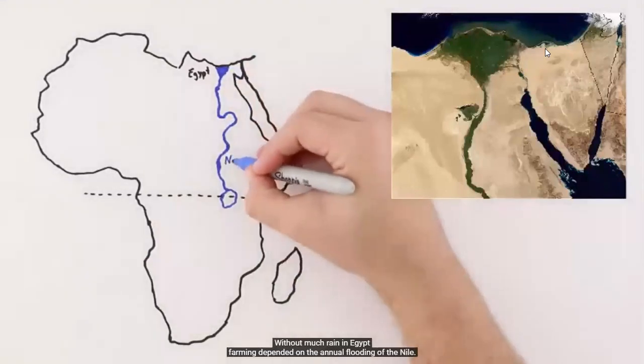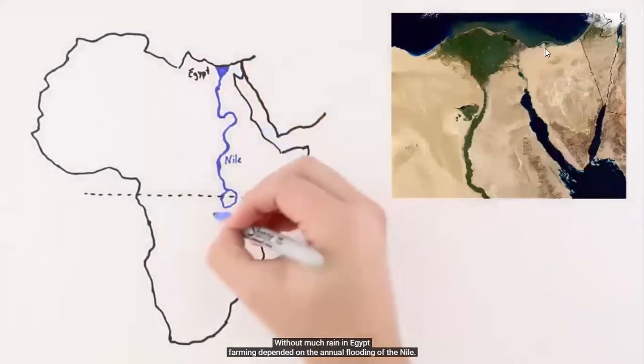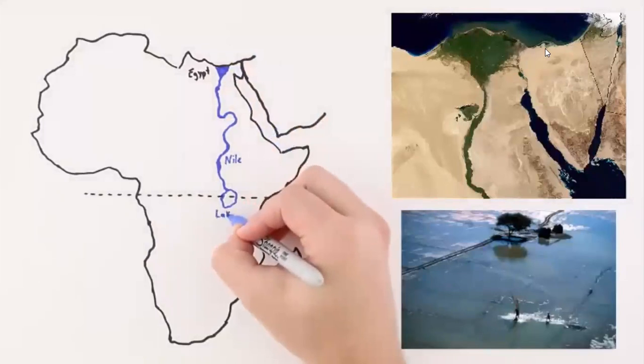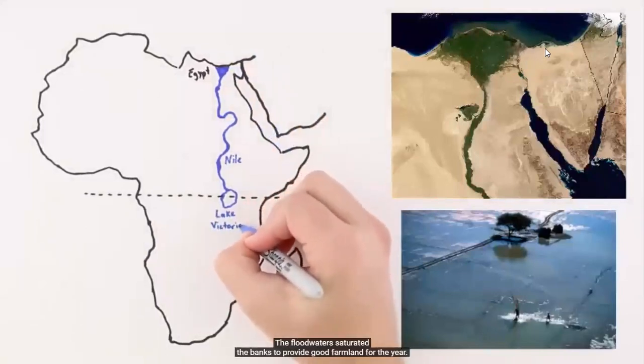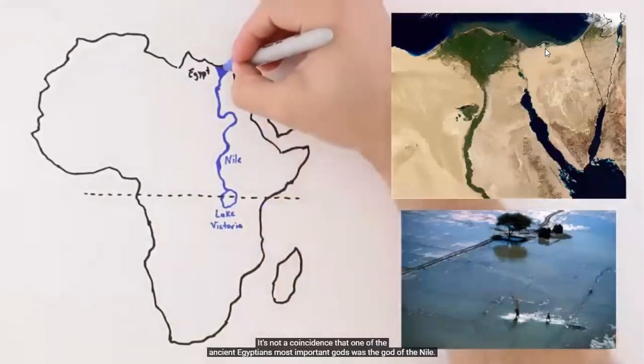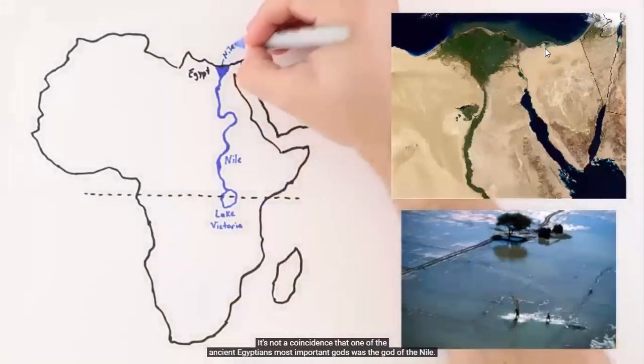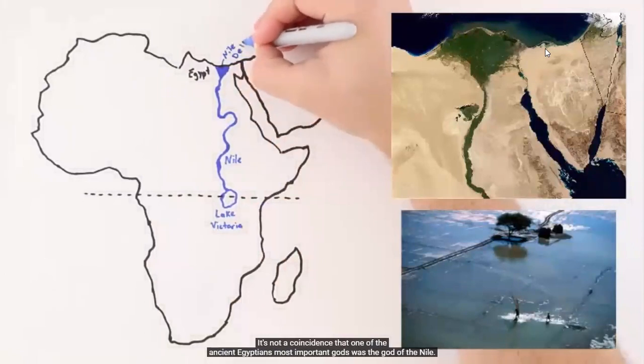Without much rain in Egypt, farming depended on the annual flooding of the Nile. The floodwaters saturated the banks to provide good farmland for the year. It's not a coincidence that one of the ancient Egyptians' most important gods was the god of the Nile.